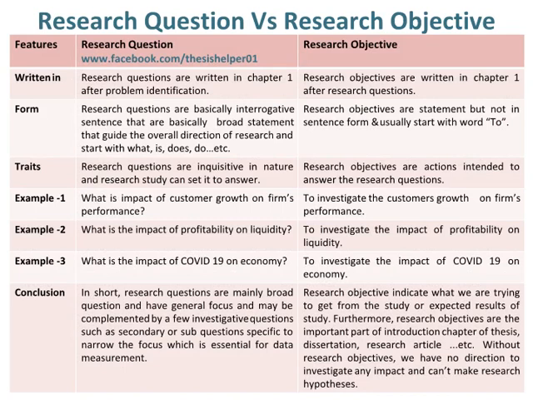research questions. Research questions are basically interrogative sentences that are broad statements that guide the overall direction of research and start with what, is, does, do, etc. Whereas, research objectives are statements but not in sentence form and usually start with the word, to. Research questions are inquisitive in nature and a research study can set them to answer. Whereas, research objectives are actions intended to answer the research questions.